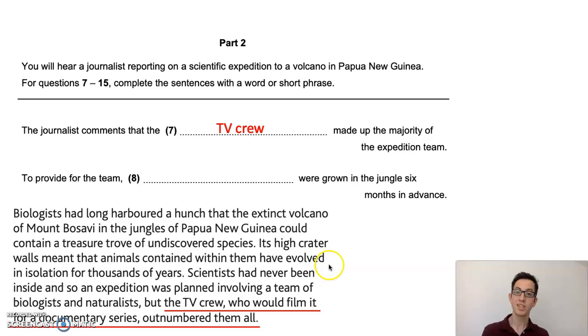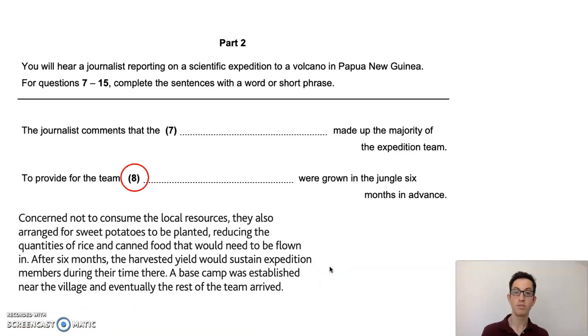Okay, let's try the same for gap 8. So here is the relevant part of the transcript. Pause the recording, find the correct answer, and then restart the recording when you're finished.